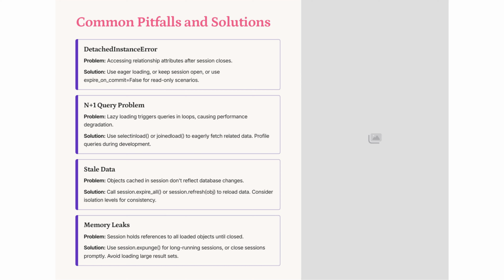Detached instance error occurs when accessing relationship attributes after a session closes. Use eager loading or keep the session open. The N+1 query problem arises from lazy loading in loops. Mitigate it with selectinload or joinedload. For stale data, use session.expire_all or session.refresh(obj). Prevent memory leaks by closing sessions promptly or using session.expunge.